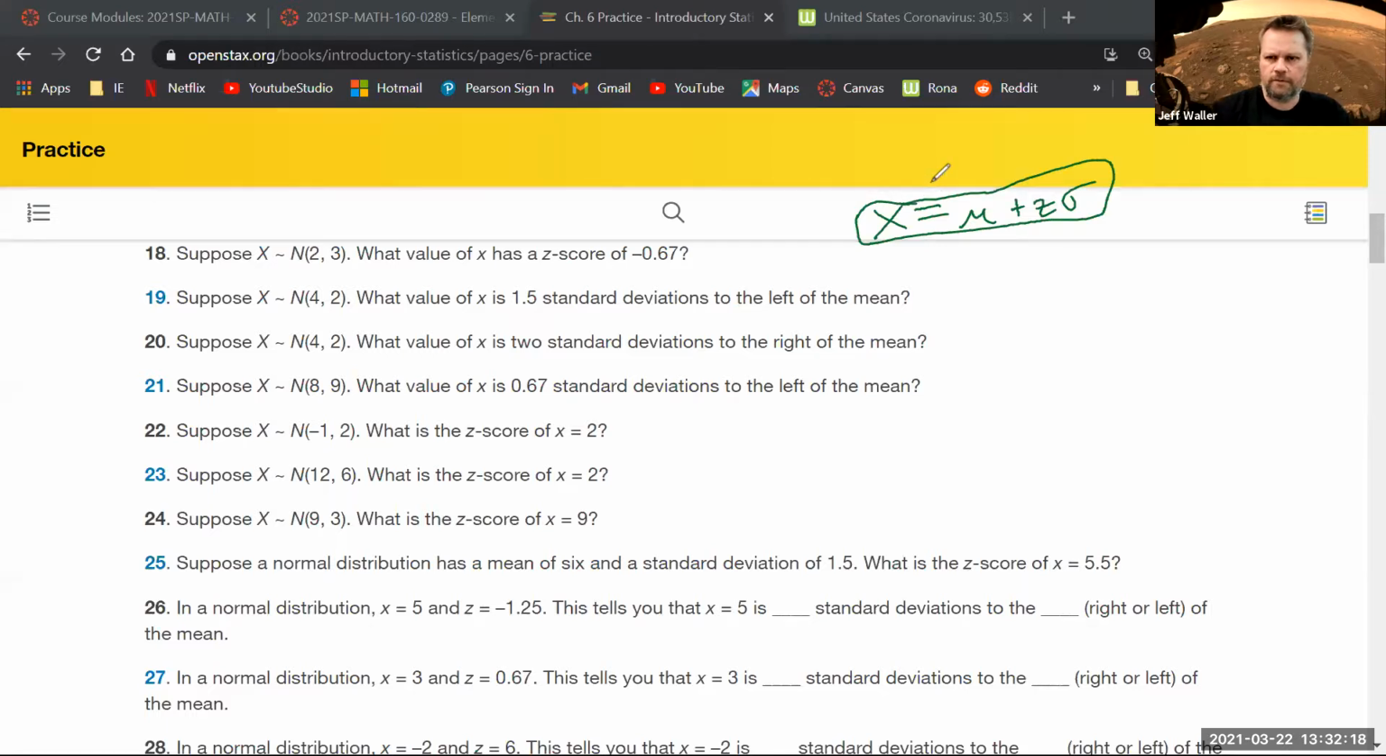Yeah, so I used that formula. I did 8 plus 9 times 0.67. Okay, you made one mistake. This would be if I wanted to go up, to the right, 0.67, but it says to the left. So would it be negative? Yes. Oh, okay. Thank you. That helps me a lot. All right, good stuff.